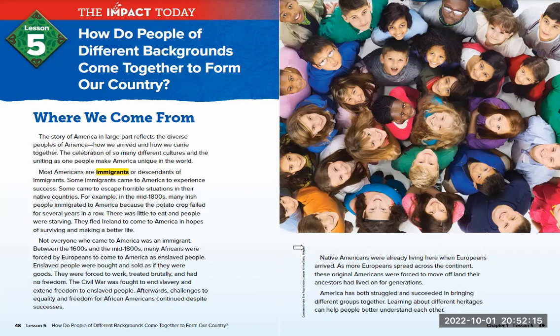We're going to go ahead and read page 49. Native Americans were already living here when Europeans arrived. As more Europeans spread across the continent, these original Americans were forced to move off land their ancestors had lived on for generations. America has both struggled and succeeded in bringing different groups together. Learning about different heritages can help people better understand each other.